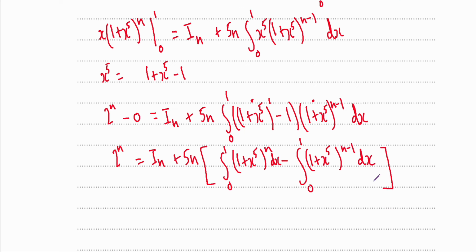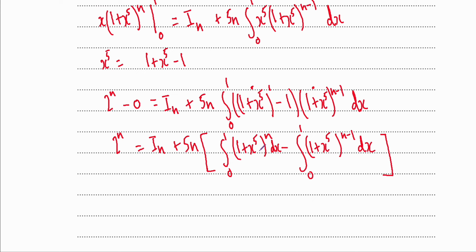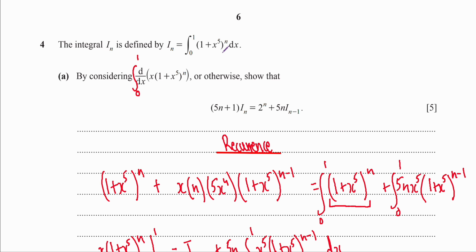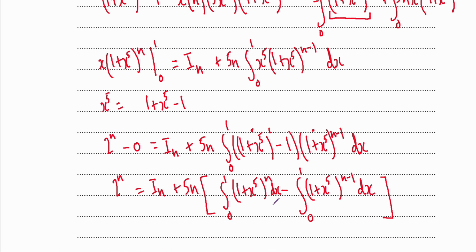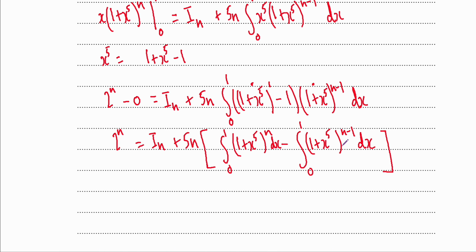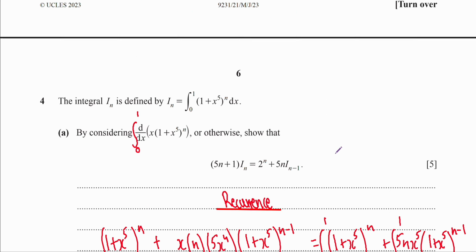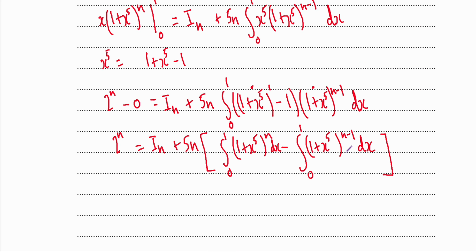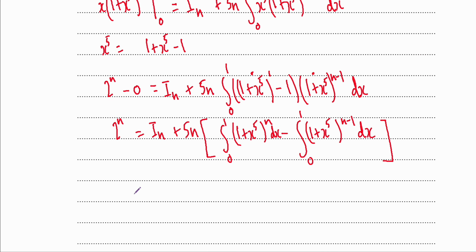Doesn't look that neat, but if you notice, this right here is also In, because that is exactly what In is. In is the integral of (1 plus x to the power 5) to the power n, and that is what this is, between 0 and 1. And this right here, if you replace the n with an n minus 1, is exactly what you would get for In minus 1. And that's exactly what you have over here. So we've basically done the main part of this question. Now we just have to rearrange how we want it.